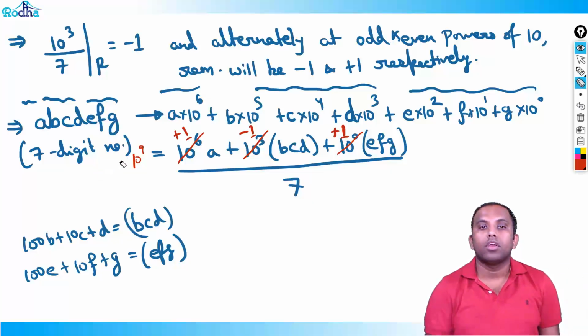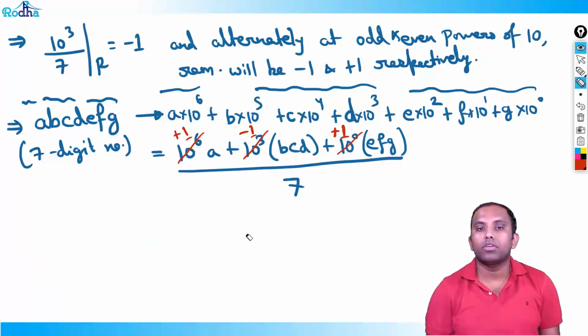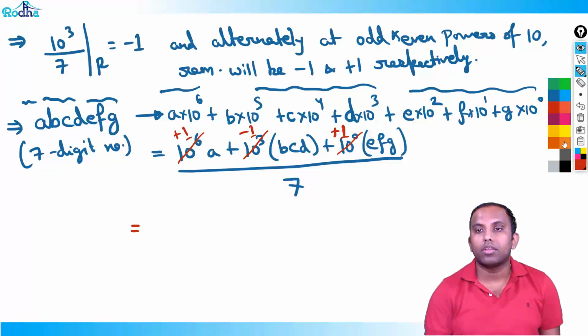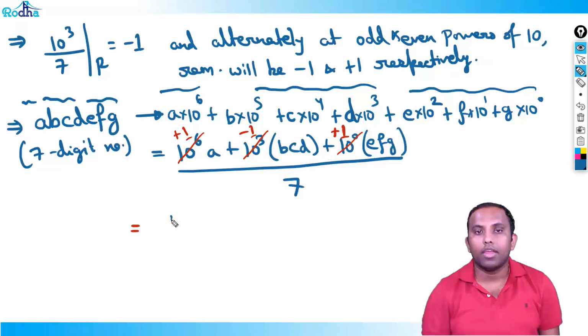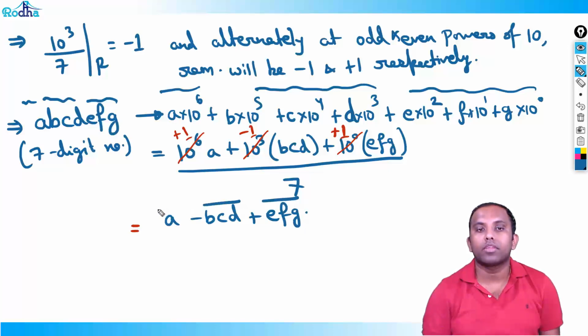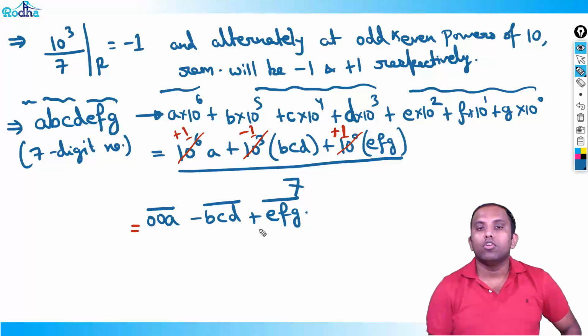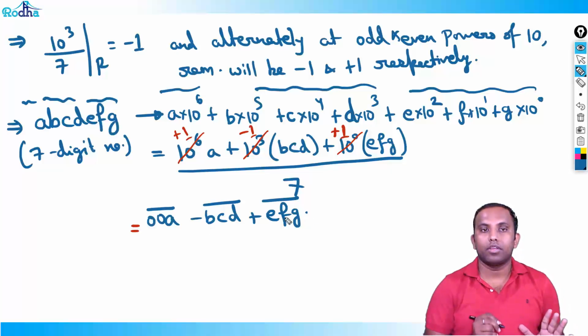So what is left ultimately here? We are left with A minus BCD plus EFG. So alternately it goes like in groups of 3, 3. If there's no group of 3, 3, again put 2 zeros here, no issue. 0, 0, A is A only. So in groups of 3, 3, alternately positive and negative.